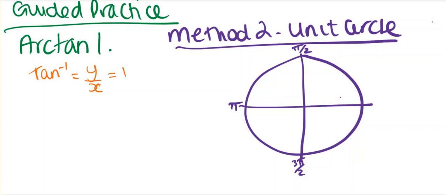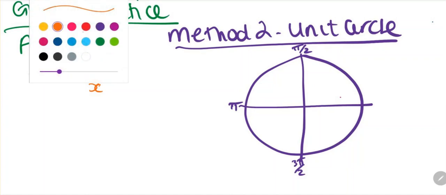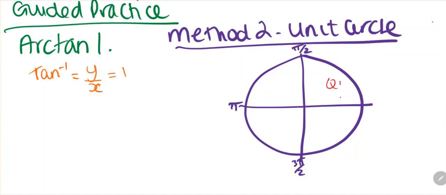So we know that in quadrant 1, everything is positive. In quadrant 2, y is positive, but x is negative. In quadrant 3, they are both negative. So our options: we have quadrant 1 and quadrant 3, where if we divide, we would have the answer as 1. But our range is from plus 90 to minus 90. So it's not going to be quadrant 3.